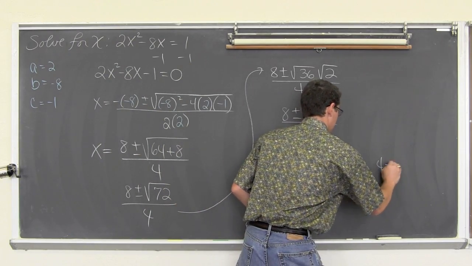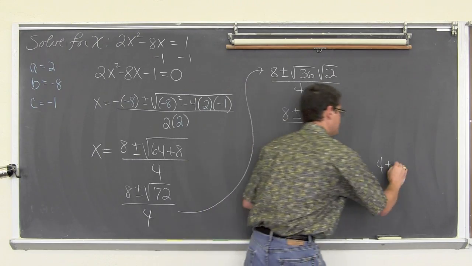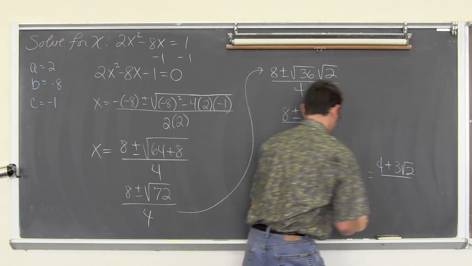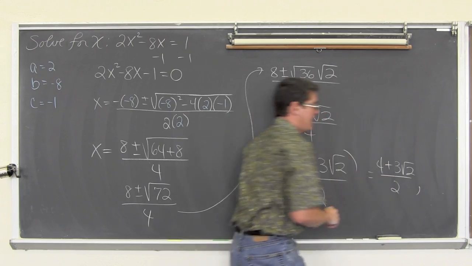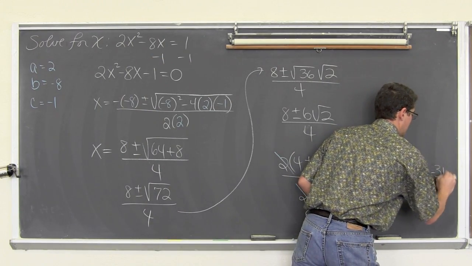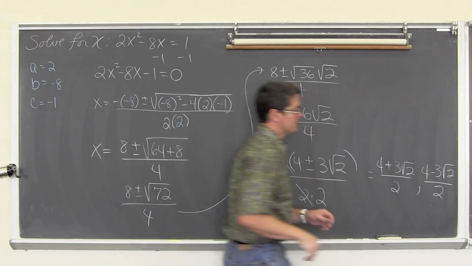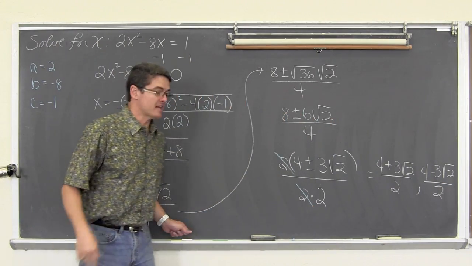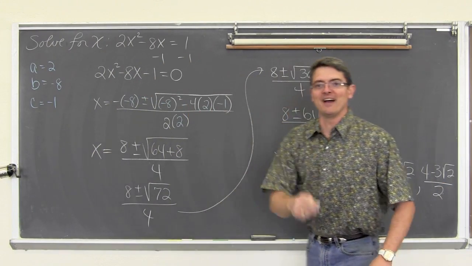My final answer is 4 plus 3 square root of 2 over 2. And if you want to write these separately, 4 minus 3 square root of 2 over 2. And that's my second example. One more, be right back.